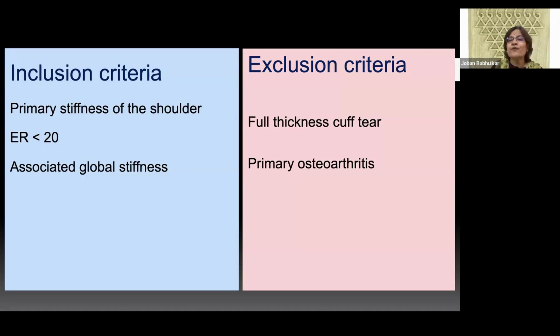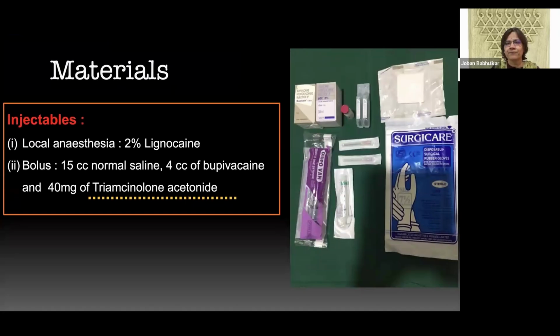And the other is a full thickness cuff tear. Now, if a patient has a 10 millimeter supraspinatus tear and associated stiffness, you have to correct the rotator cuff tear first. The stiffness will go because of correction of the rotator cuff tear.